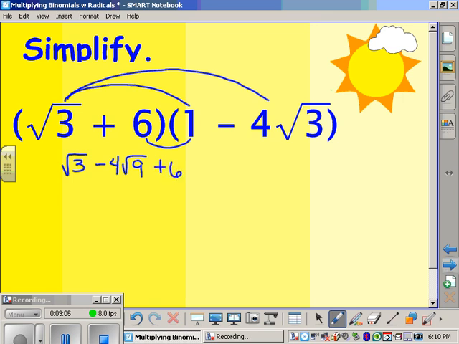6 times 1 is 6. And then 6 times negative 4 radical 3 is negative 24 radical 3. We now look to see what we can simplify.